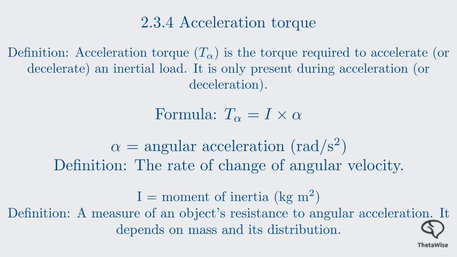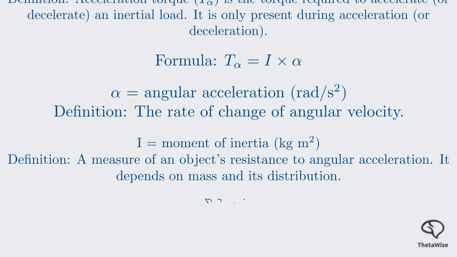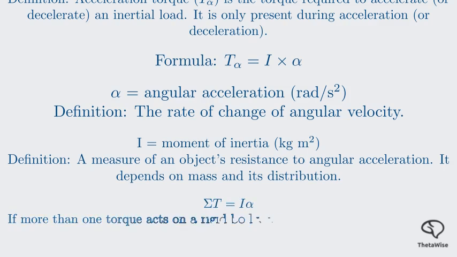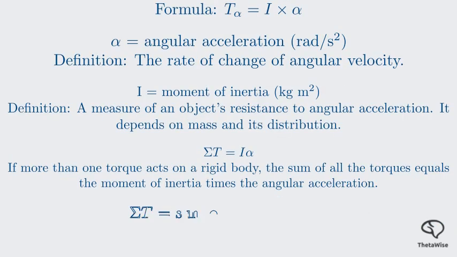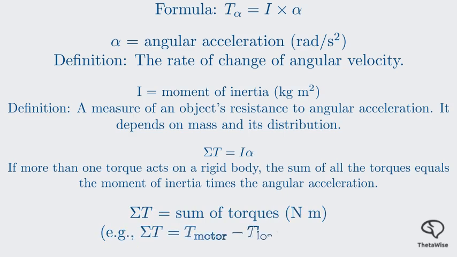Now, let's consider a situation where there's more than one torque acting on an object. For example, a motor providing torque and friction creating an opposing torque. The sum of all the torques acting on a rigid body is equal to its moment of inertia I multiplied by its angular acceleration alpha. Here, sigma T represents the sum of all torques. For example, it could be the motor torque minus the load torque and friction torque.